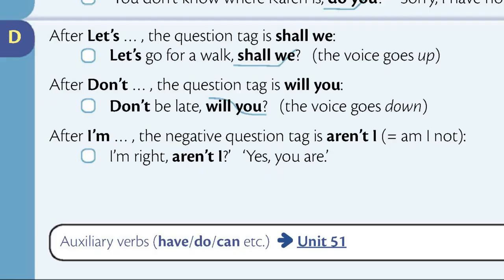Section D. After let's, the question tag is shall we. Let's go for a walk, shall we? After don't, the question tag is will you. Don't be late, will you? After I'm, the negative question tag is aren't I. I'm right, aren't I? Yes, you are.